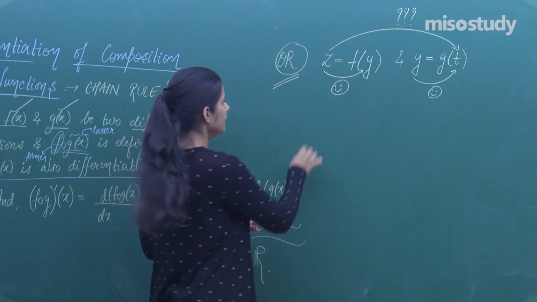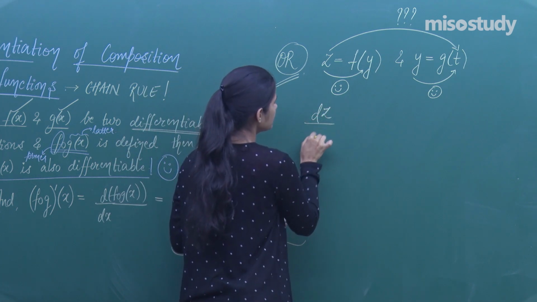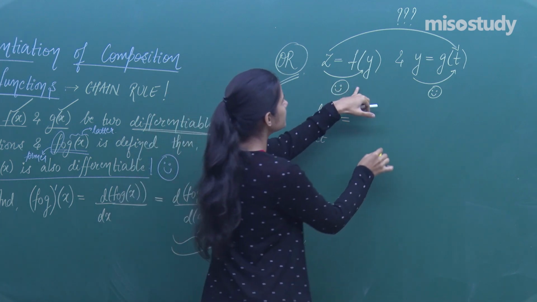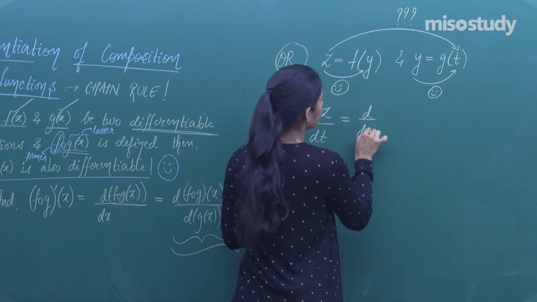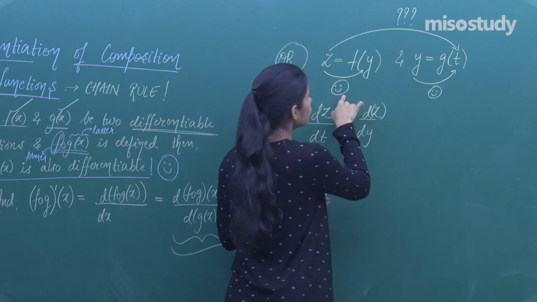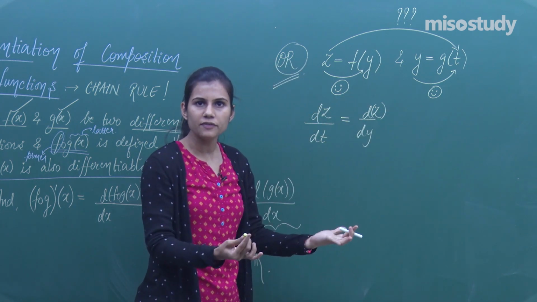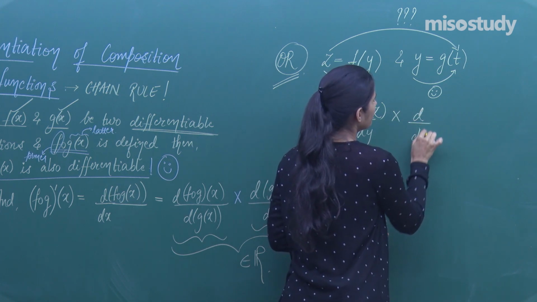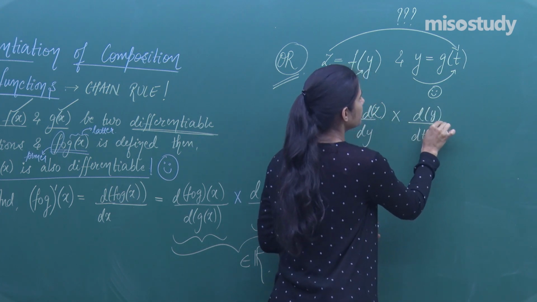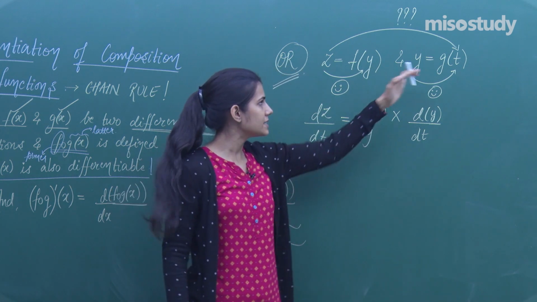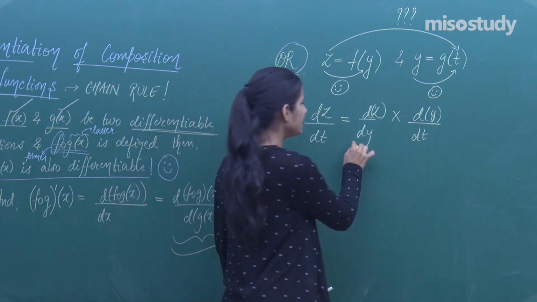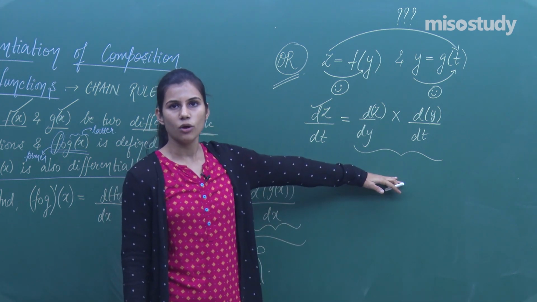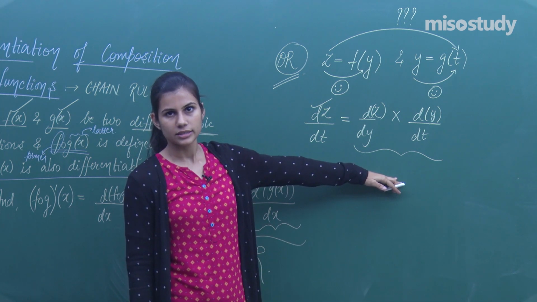The derivative of z with respect to t is given by the derivative of z with respect to y, which I just told you is easy to compute because z itself is a function of y, multiplied by the derivative of y with respect to t, which is again easy to compute because y itself is a function of t. When you multiply these two, you get the derivative of z with respect to t. This is how the chain rule works.